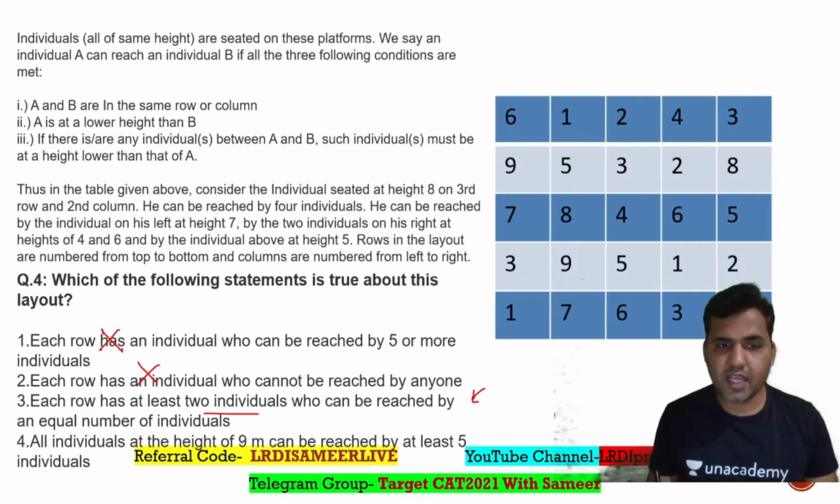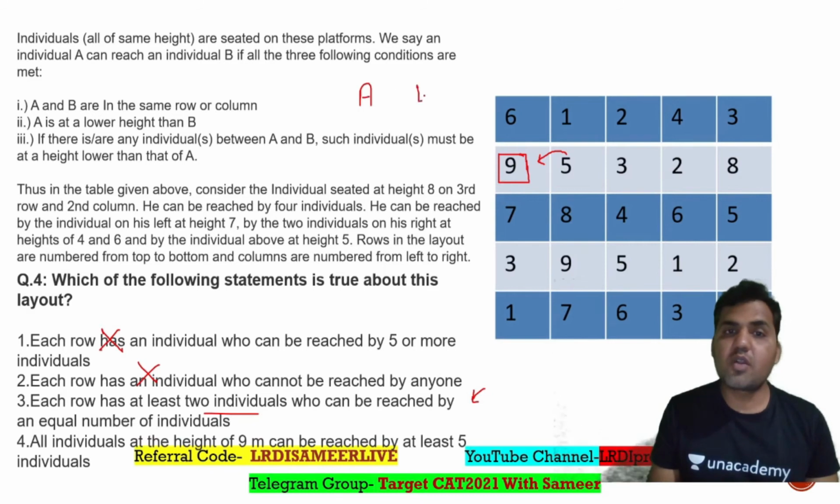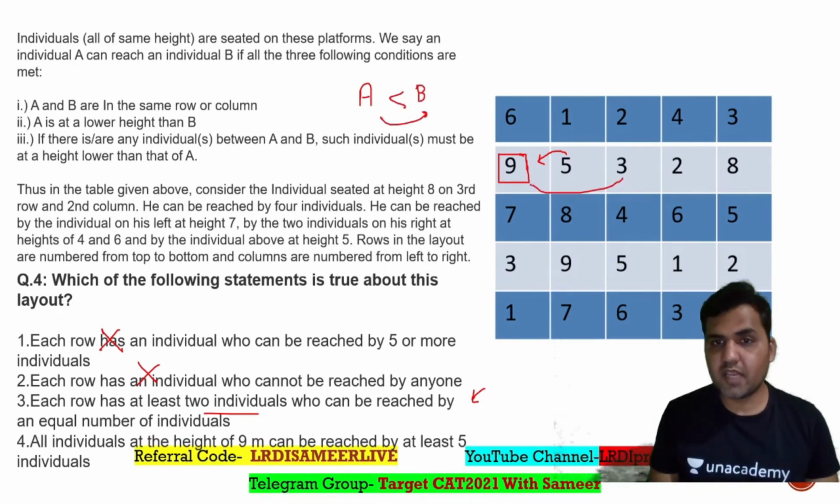All individuals at the height of 9 meters can be reached by at least 5 individuals. You see that a person sitting at 9, all the people who are surrounding here will be at a lesser height as compared to 9. So if A wants to approach B, A should be at a lesser height than B. So 9 can be approached by 5, 9 can be approached by 3, 9 cannot be approached by 3, 9 can be approached by 7 here, 9 can be approached by 6.